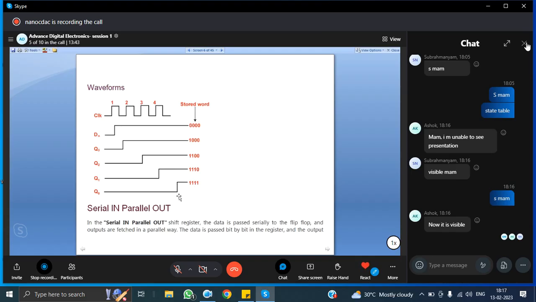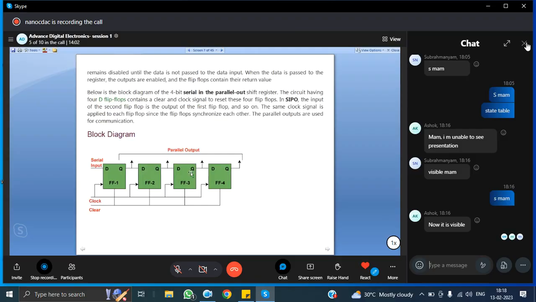Okay, so next one is serial in parallel out shift register, and here the data is passed serially. We saw serial in serial out before. So it is serial in parallel out. Data is passed serially and outputs are fetched in a parallel way. You can see this one. So the serial input which we are giving here, whatever the output we are getting is the parallel output. Immediately I will get the output.